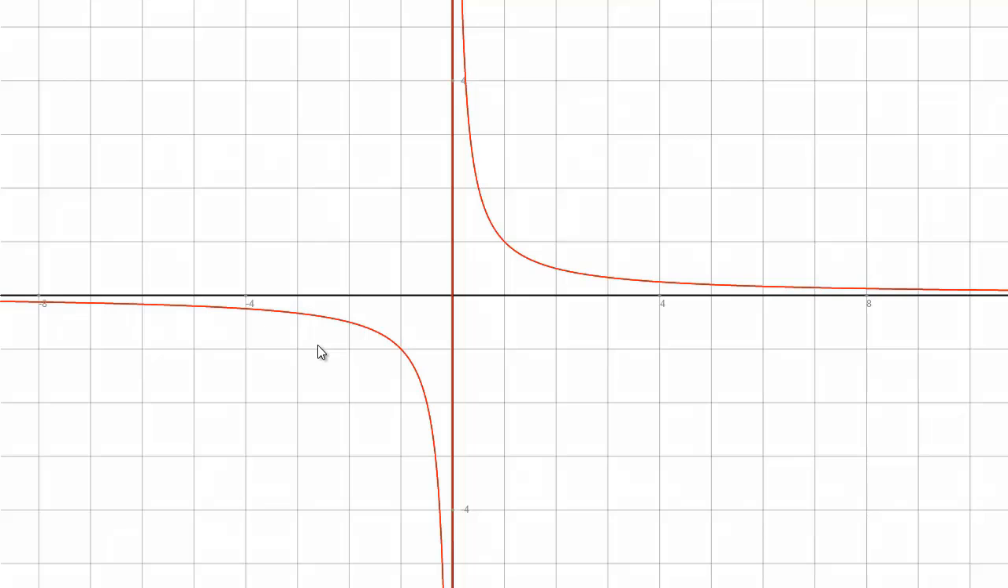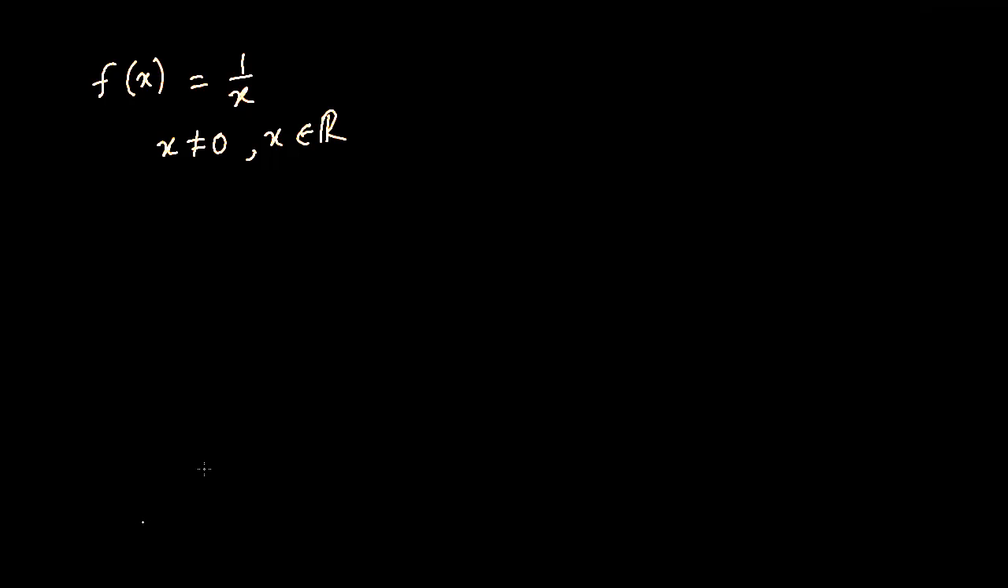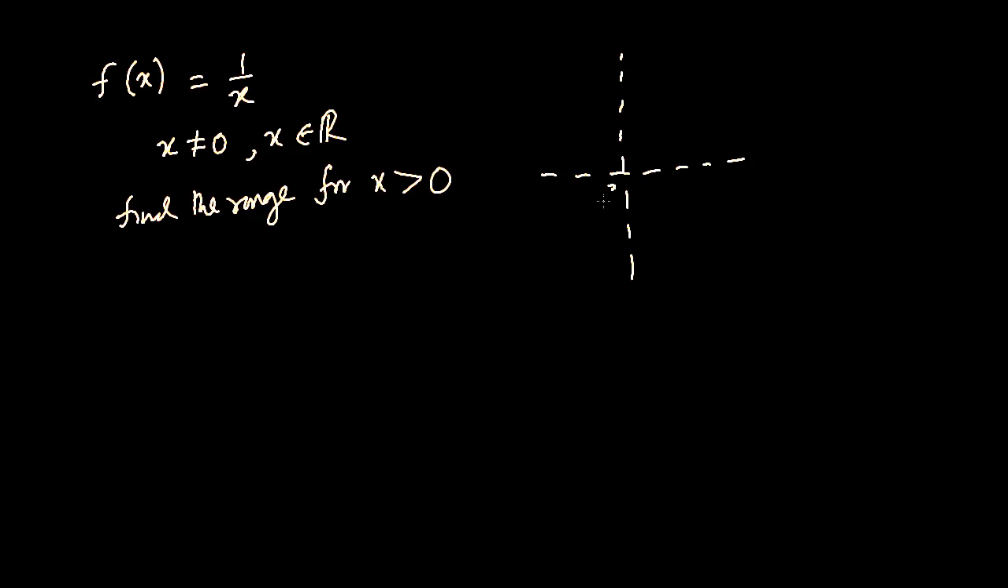For this type of question, they're going to tell you to find the range for a single domain. For example, the question might be: find the range for x greater than 0. So you have the picture like this, and for x greater than 0, if this is 0, this line is the asymptote y equals 0. This is the shape you have on the right hand side.